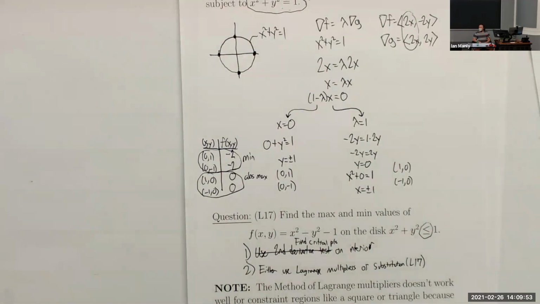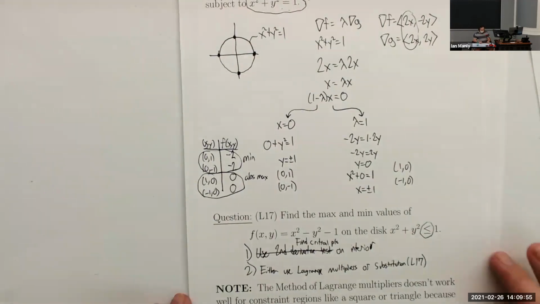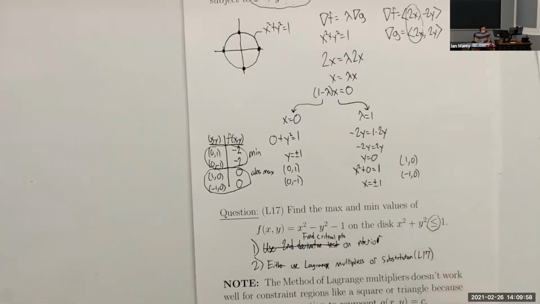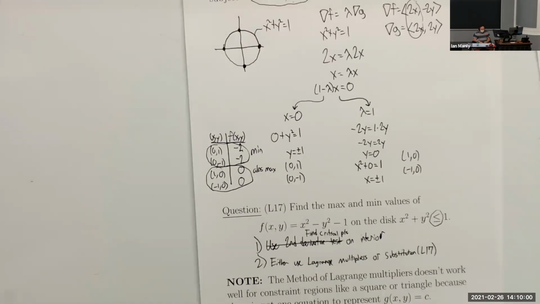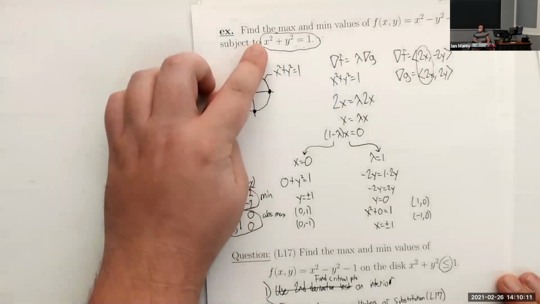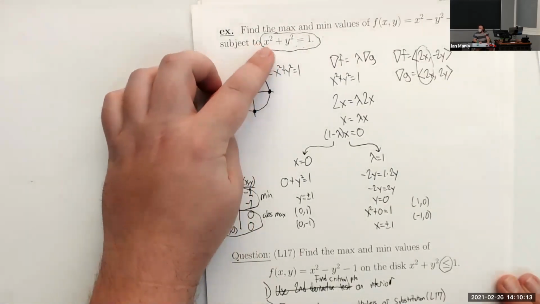So Lagrange multipliers is good at handling the boundary here. Okay, now here's another drawback, unfortunately. The method of Lagrange multipliers doesn't work well for constraint regions like the square or the triangle because there's not just one equation to represent those shapes. It worked well for the circle because the unit circle just has a single equation right here.